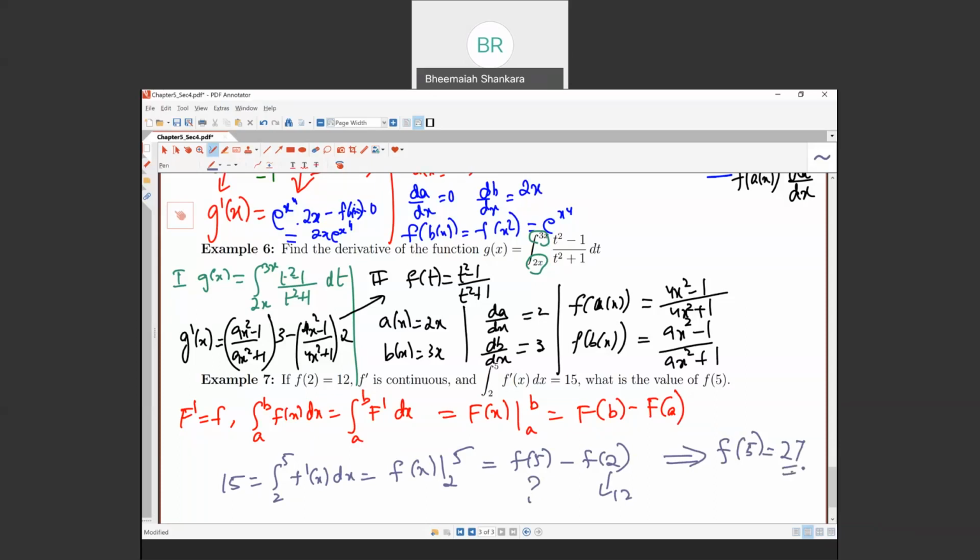So we learned a theorem which connects differentiation to integration, which is the fundamental theorem of calculus. We have two parts, part 1 and part 2, and we have done examples with both parts in this section. So whenever you want to differentiate an integral, you always have to use the fundamental theorem of calculus. So we'll end this section here.